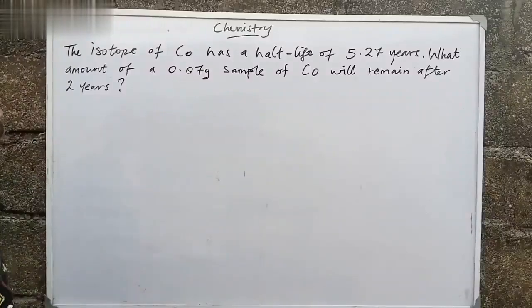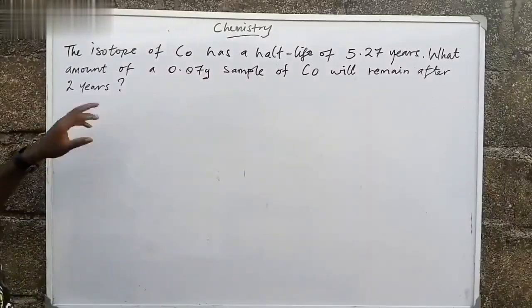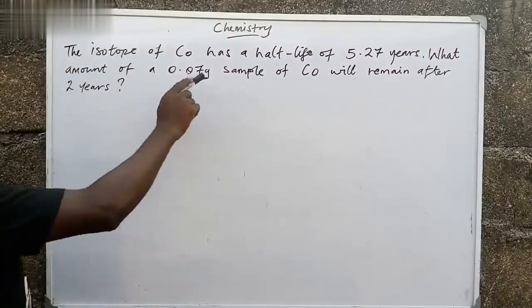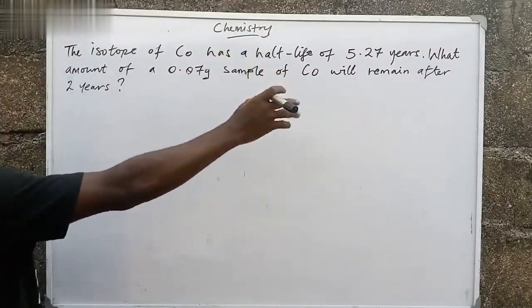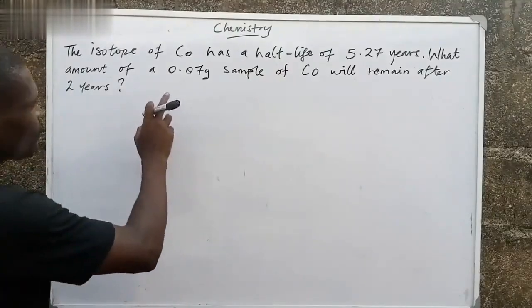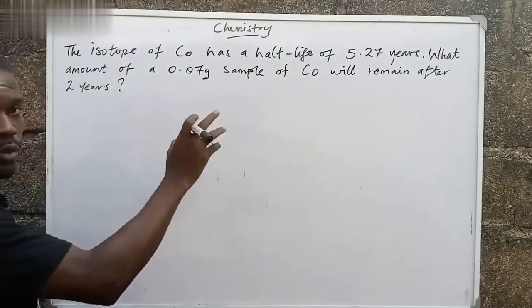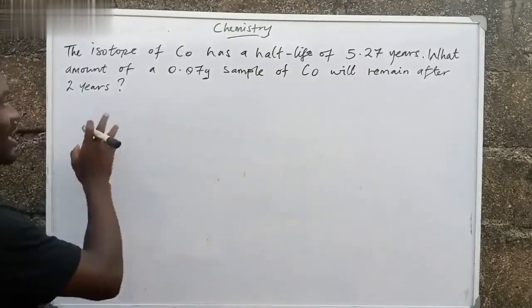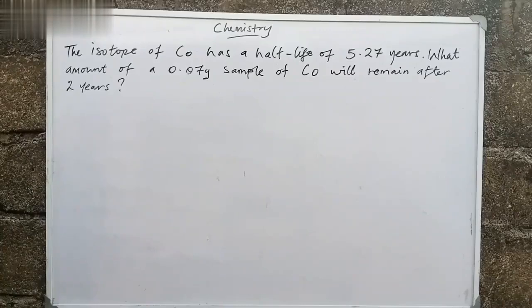I have a problem here under chemistry, and the problem is this. The isotope of cobalt has a half-life of 5.27 years. What amount of a 0.07 gram sample of cobalt will remain after 2 years? So this problem is under radioactivity.